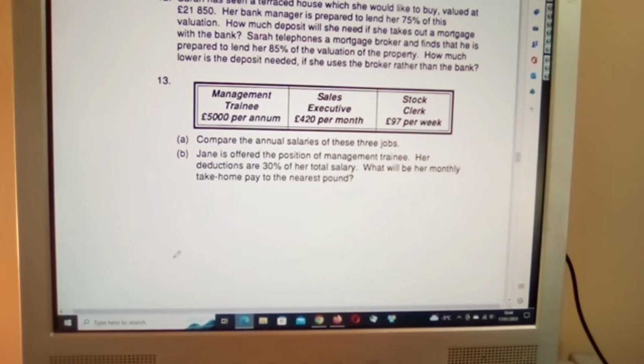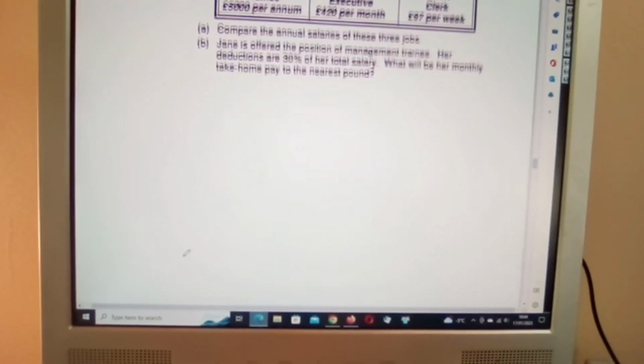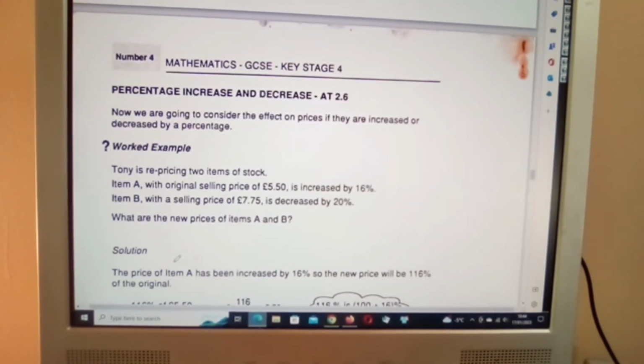Okay, and these are again for you to do. I'm not going to do these all for you. You can do these for yourselves. I've shown you the basic principle.